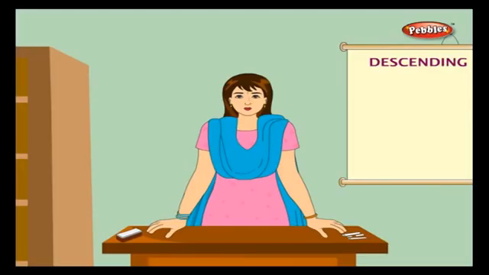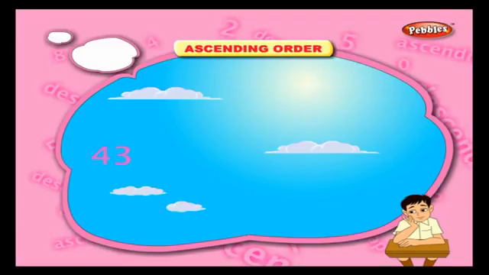Descending order. Arranging numbers from the greatest to the smallest is called descending order. Here, first we arrange the three-digit numbers from the greatest to the smallest. Next we arrange the two-digit numbers from the greatest to the smallest. And finally we arrange the one-digit numbers from the greatest to the smallest. Let us arrange these numbers in descending order: 43, 78, 21, 15 and 65.